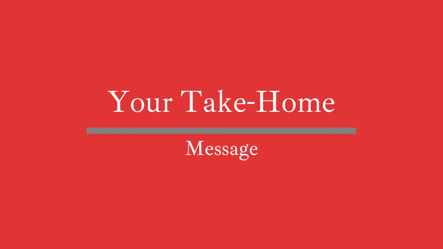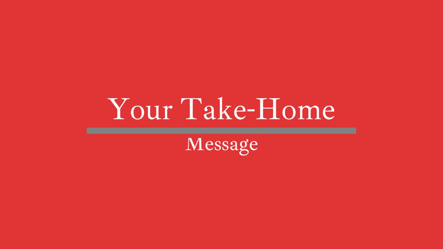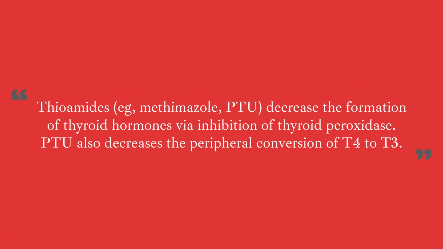Your take-home message from this question is that thioamides, like methimazole and propylthiouracil, decrease the formation of thyroid hormones via inhibition of thyroid peroxidase, the enzyme responsible for both iodine organification and coupling of iodotyrosines. Propylthiouracil also decreases the peripheral conversion of T4 to T3.